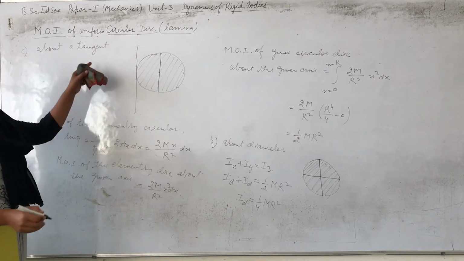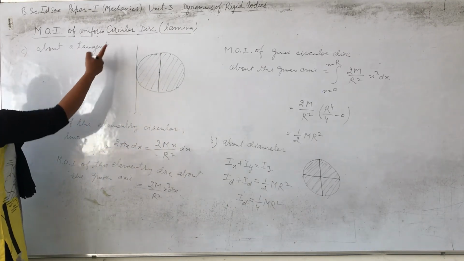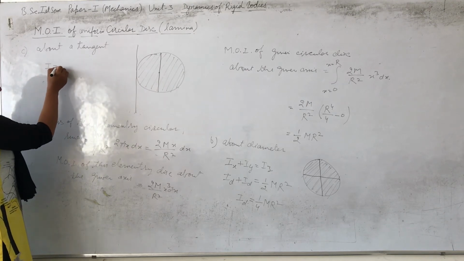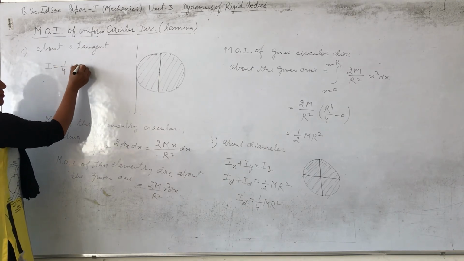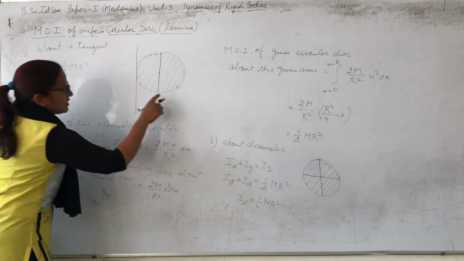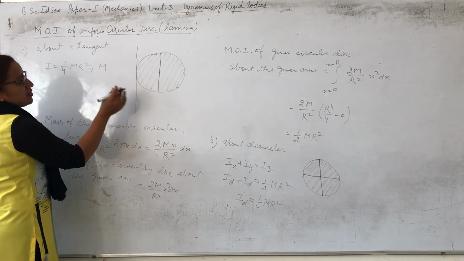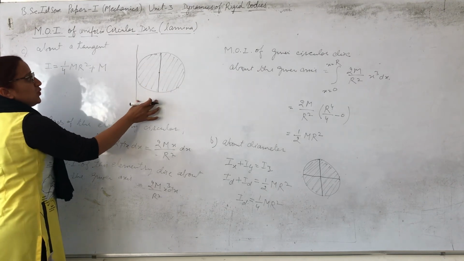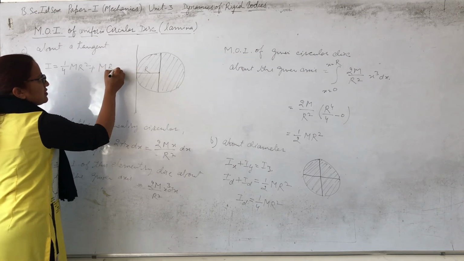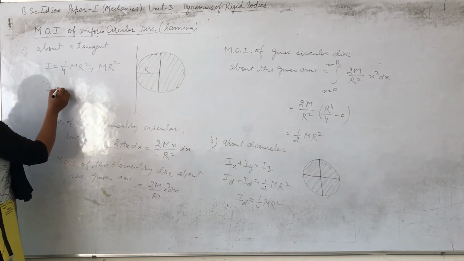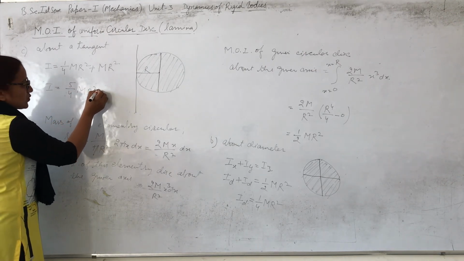So again here I will be applying the theorem of parallel axis. The moment of inertia about the tangent will be the moment of inertia about the diameter, which is 1/4 mr square, we have just calculated the result, plus the mass of this disc m times the square of the distance between the two axes, that is this distance r, so r square. So the moment of inertia about any tangent is 5/4 mr square.